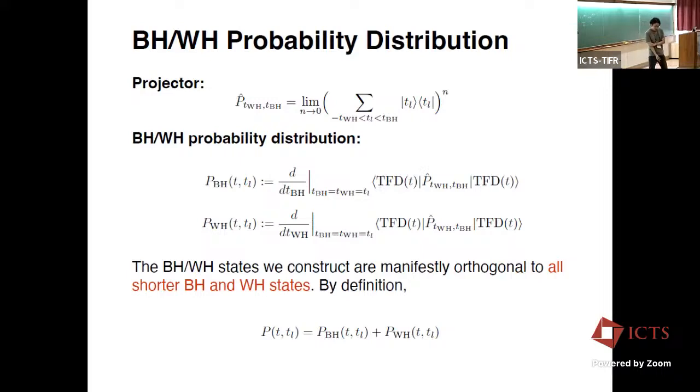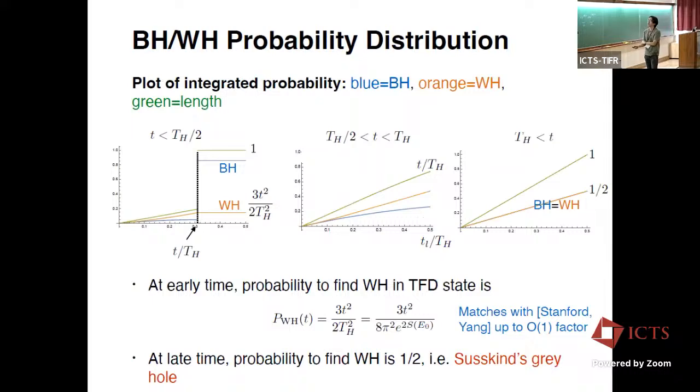So we can generalize it to the black hole white hole probability distribution. By considering a more generalized projector and taking a derivative of this projector, we can get the probability distribution to get the black hole state. These black hole and white hole states are manifestly orthogonal, and by definition we have this property. Using this definition, we can get the following expression.